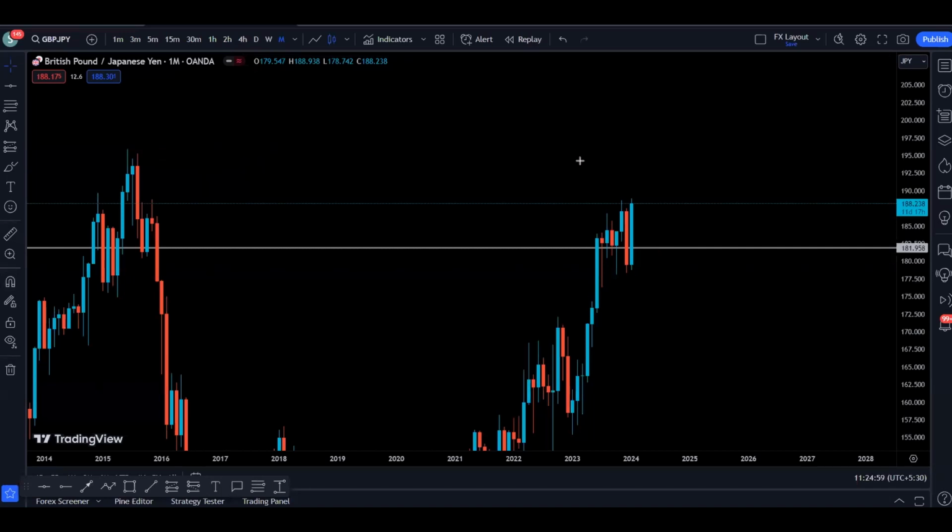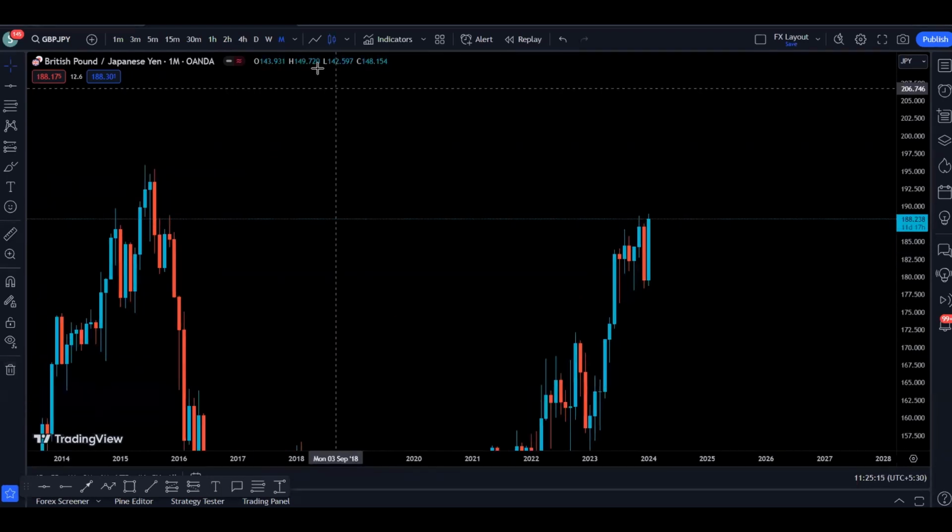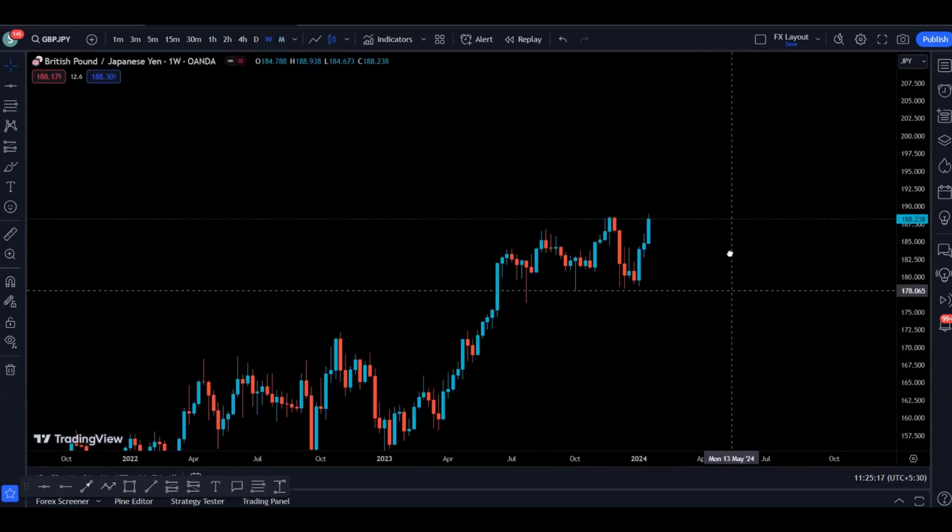Now also we need to see how we get a closure on the current monthly candle. If we close above this resistance, again there is a very high probability for the price to go to the next resistance, which is right here. So that is something on the monthly time frame. Now let's go to the weekly time frame to see more details of what is happening on the GJ weekly time frame.